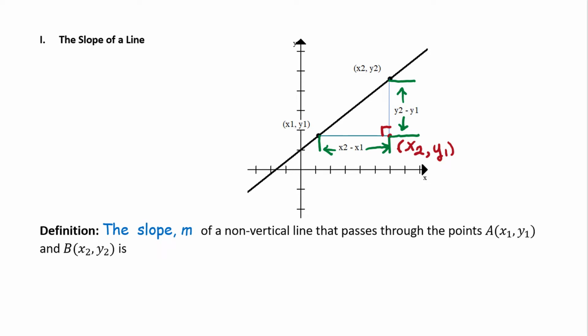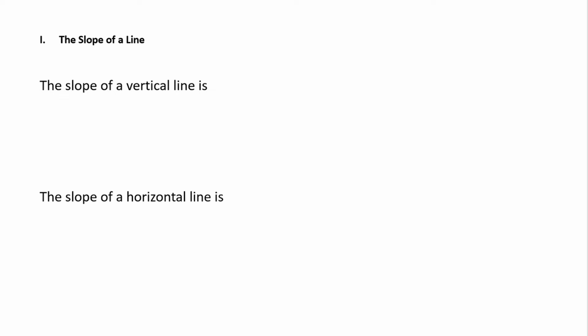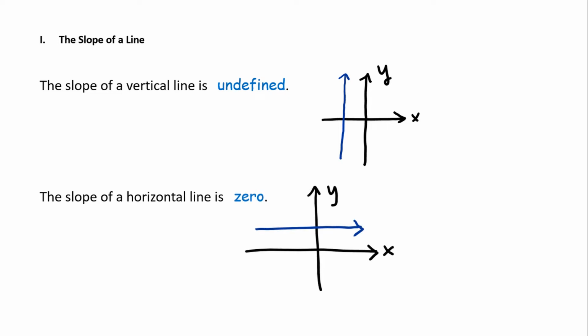So the formal definition is: the slope m of a non-vertical line that passes through the points A, denoted with x sub 1, y sub 1, and B, denoted with x sub 2, y sub 2, is m equals the change in rise over the change in run, that is equal to y2 minus y1 quantity divided by x2 minus x1 quantity. The slope of a vertical line is undefined and the slope of a horizontal line is 0.